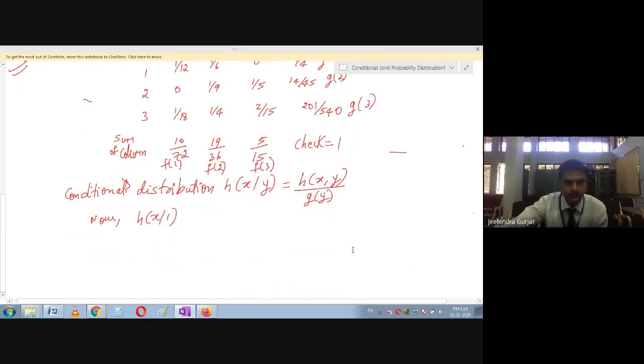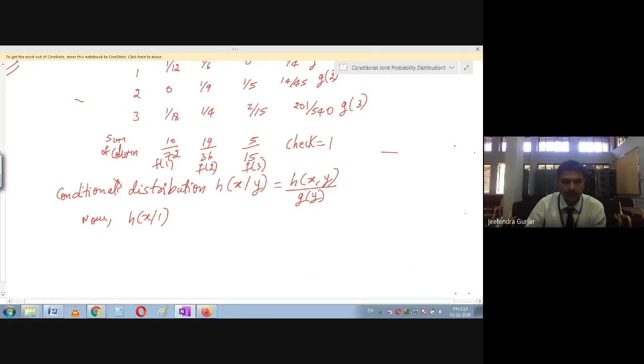Now we'll go one by one, solving the values students. Now see here. h of x divided by 1, which is equal to, you will get this value like this. So x, now we are going to put one by one, that is x is 1, x is 2, x is 3, x is 4. We are going to substitute here one by one and we calculate the conditional probability distribution here.